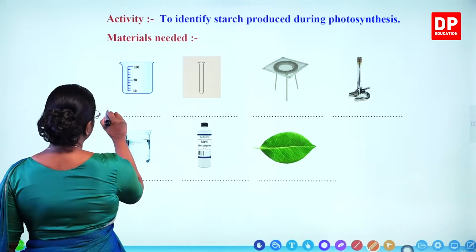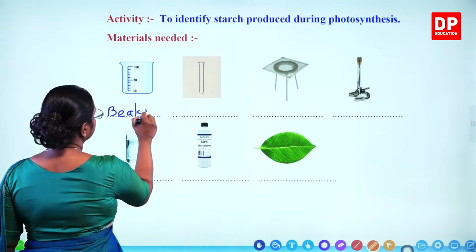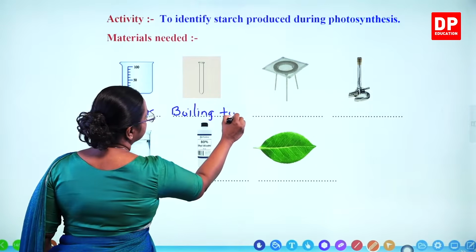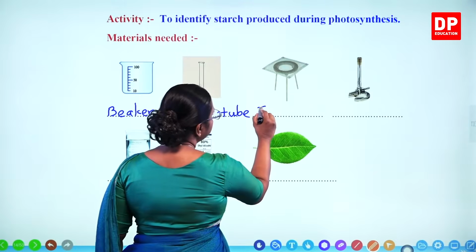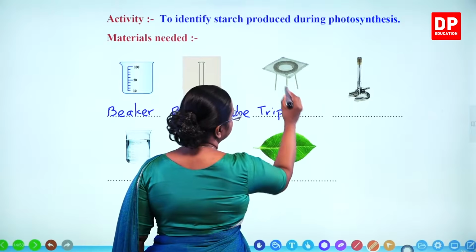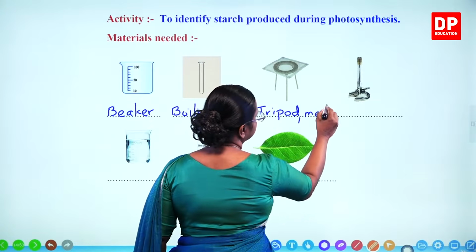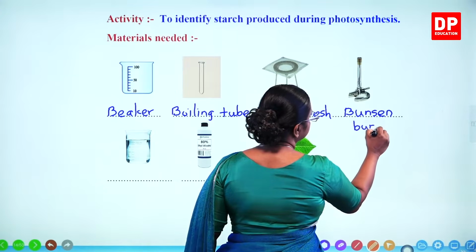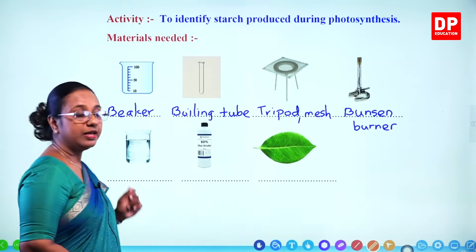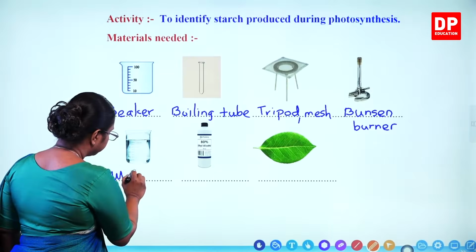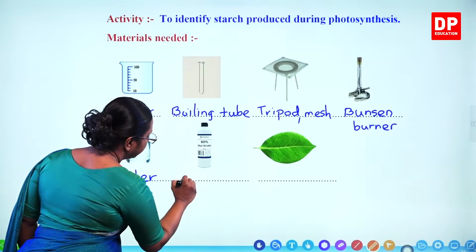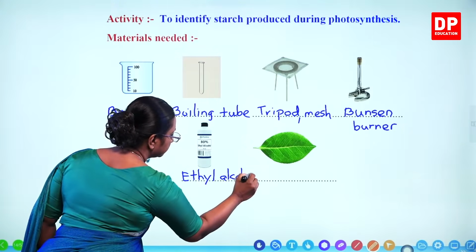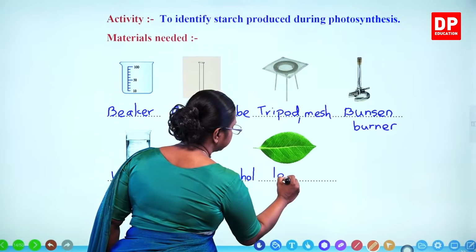We need a beaker, a boiling tube, then we need a tripod with the mesh, a Bunsen burner, then we need water, we need ethyl alcohol, and we need leaves.